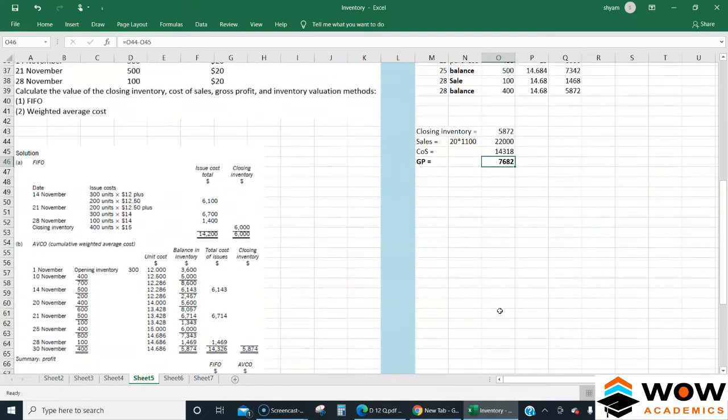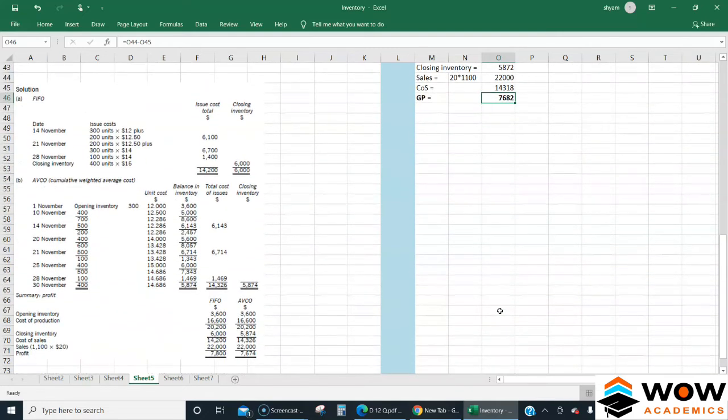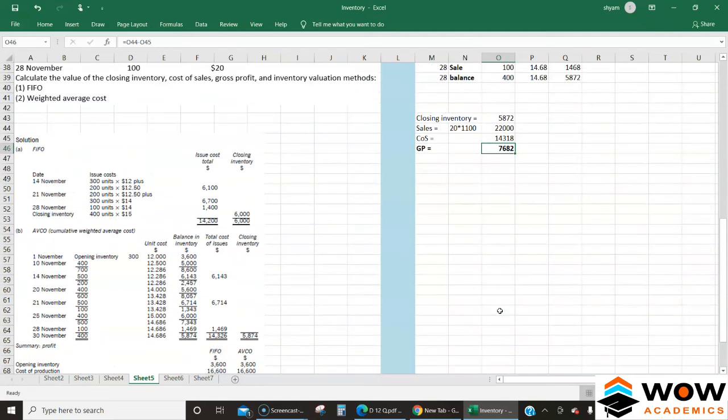Let's see the answer here. Answer is 74, we got 82. I think that should have been some rounding difference, but still we'll check. The cost of sales as per their calculation is 14,326. We got 318, and the closing value of goods as per average method.